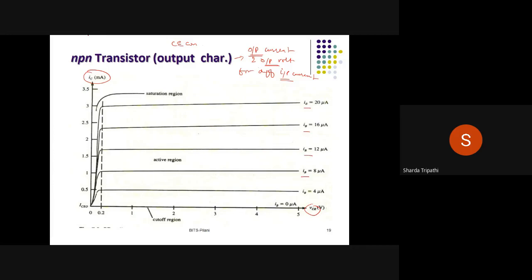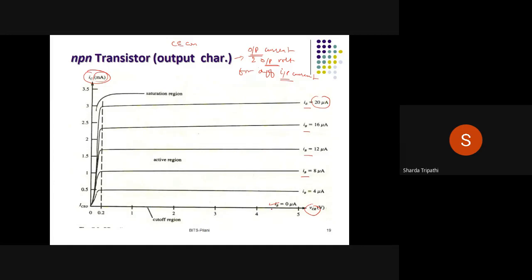So one thing that I want you to observe is here you see IC is in milliamperes, whereas IB is in microamperes. So that's why we say that the base current is very, very small compared to the emitter current or the collector current. Then we can again identify the regions just as we did in the previous case.